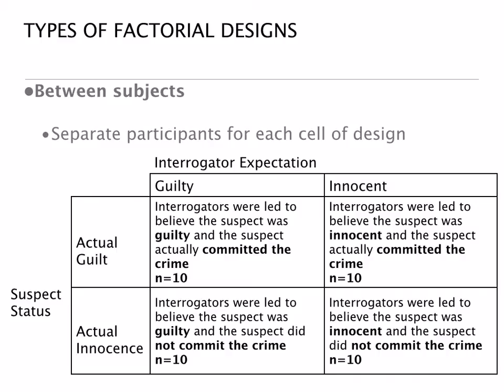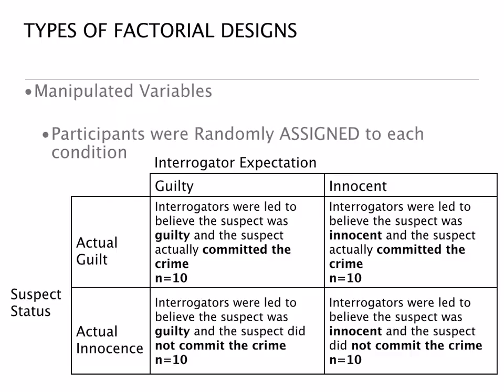Here we have 40 participants because both of these independent variables are between subjects factors. They're also both manipulated factors. And so in this example, participants were randomly assigned to each condition. We'll have 10 people randomly assigned to actual guilt, guilty. We'll have 10 people randomly assigned to actual guilt, innocence. We'll have 10 people randomly assigned to actual innocence, guilty, and we'll have 10 people randomly assigned to actual innocence, innocent, which gives us a total N of 40, because in this example, we're dealing with a between subjects design.